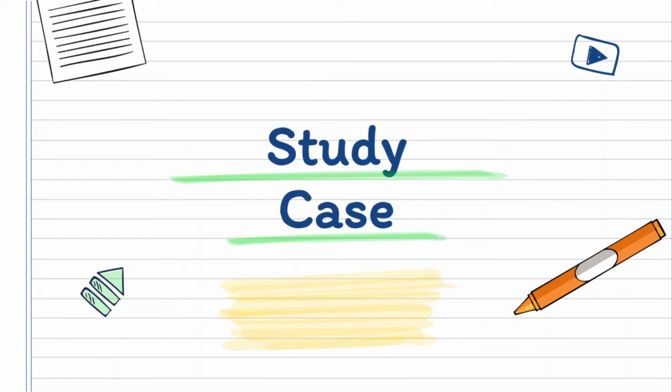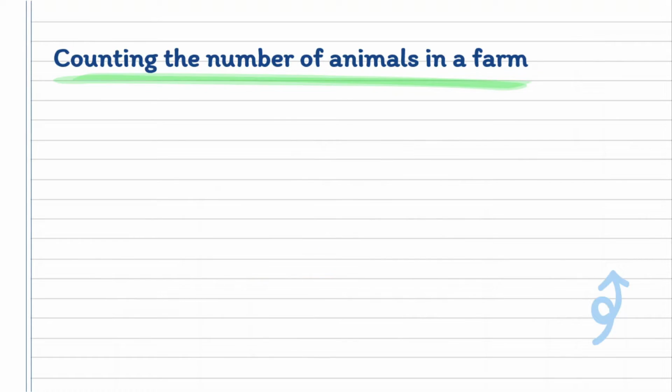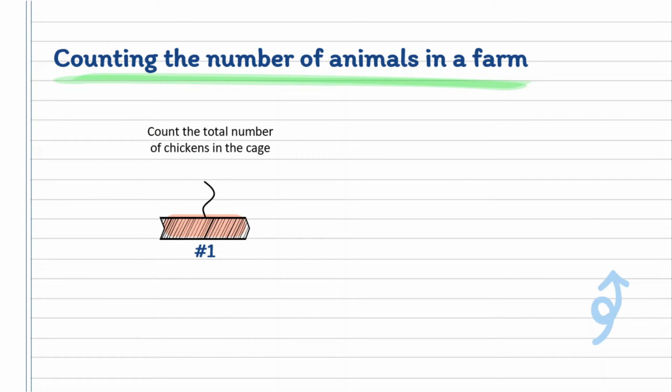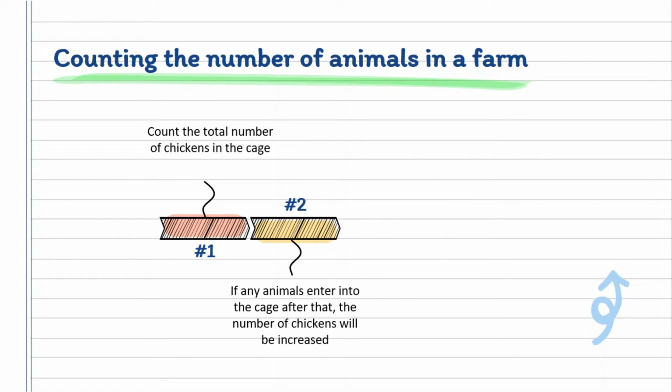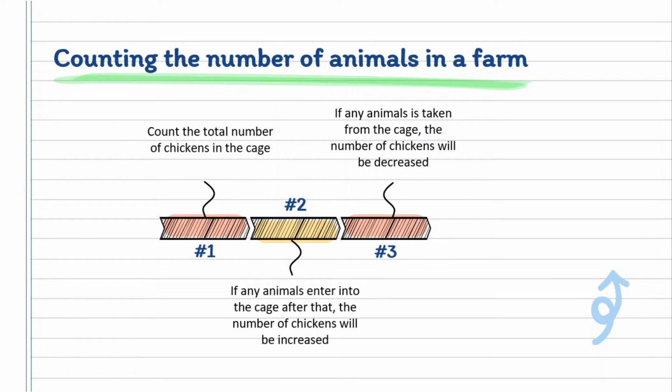The example of study case to illustrate the solution from a problem about counting the number of animals in a farm. For counting the number of animals in a farm, we can solve this problem with a few tasks. First, count the total number of chickens in the cage. And the second, if any animals enter into the cage after that, the number of chicken will be increased. But if any animal is taken from the cage, the number of chicken will be decreased.